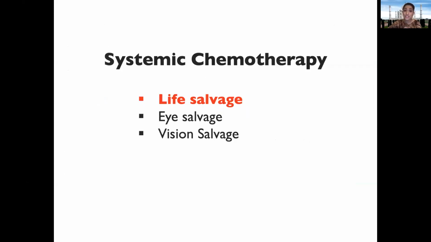So systemic chemotherapy has certain advantages. First and foremost, it actually helps in life salvage, which is very, very important, because there can be a situation where the eyes, although it is an intraocular tumor, can have a high risk of systemic micrometastasis. In fact, eye salvage has improved with systemic chemotherapy. Vision salvage has also improved with systemic chemotherapy.